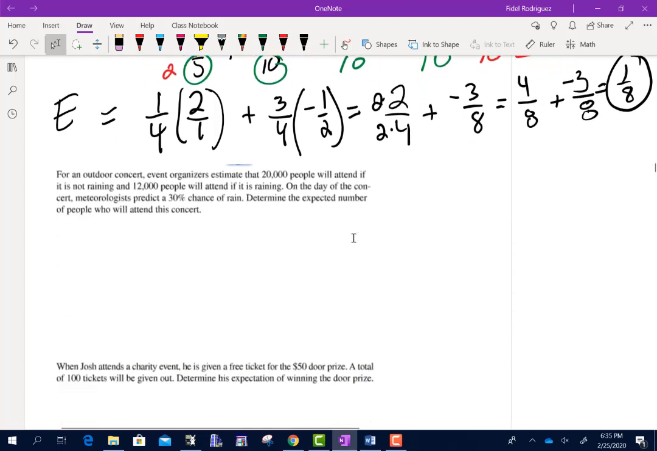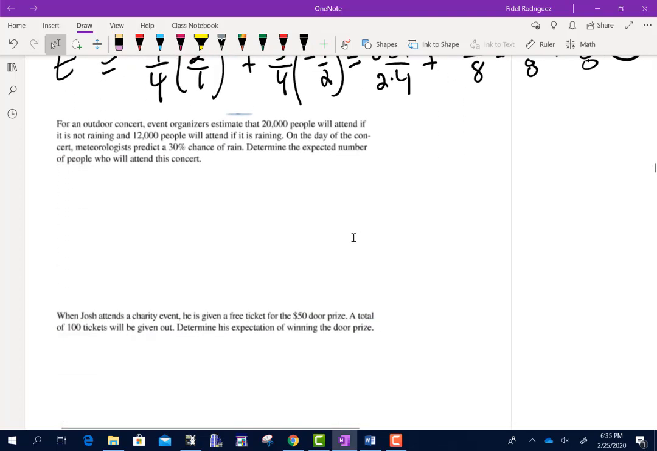So, let me keep scrolling here so we can take a look at the next problem. Again, these are all expected value. They're all going to be done the same way. For an outdoor concert, event organizers estimate that 20,000 people will attend if it's not raining. 12,000 people will attend if it is raining. On the day of the concert, meteorologists predict a 30% chance of rain. Determine the expected value of people who will attend this concert.